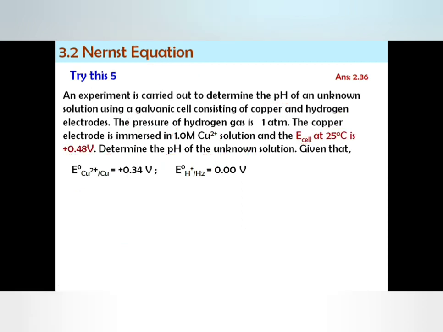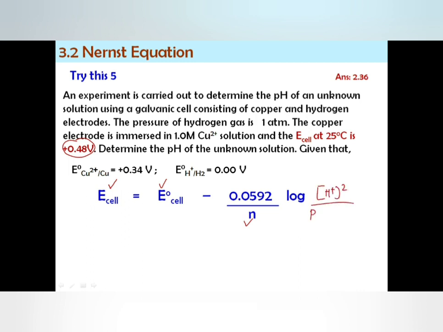Okay, baca balik soalan. Saya pergi kat sini. So, we know that kita nak masukkan ke dalam formula ini. Okay, E cell dah diberi kepada awak. Okay, E naught cell awak boleh kira sendiri. n dah ada tadi. Okay, Q. Apa Q kita tadi? Concentration of H+ power of 2 divide with pressure of hydrogen gas dan concentration of Cu2+ ion. Okay, baca soalan. Hydrogen gas 1 atm. Ada. Cu2+ 1 M. Ada juga. Jadi, awak boleh dapat concentration of H+ sama dengan berapa M.